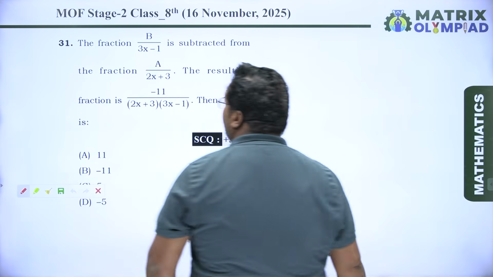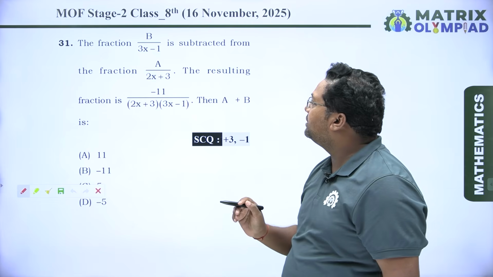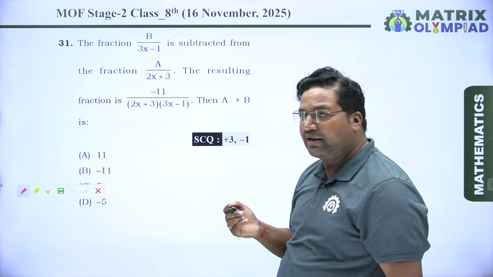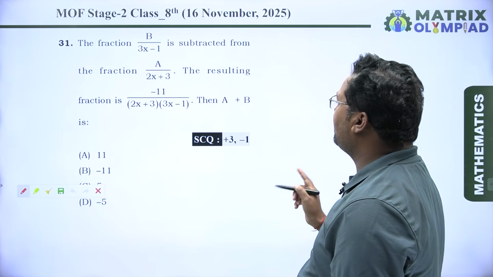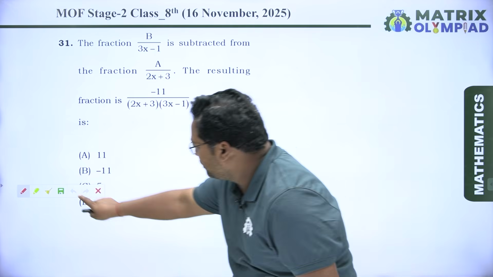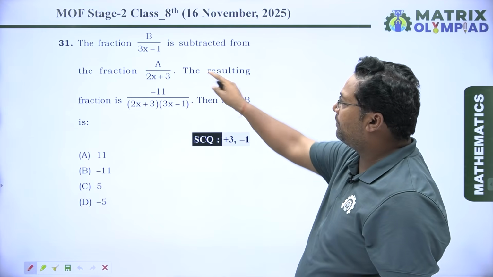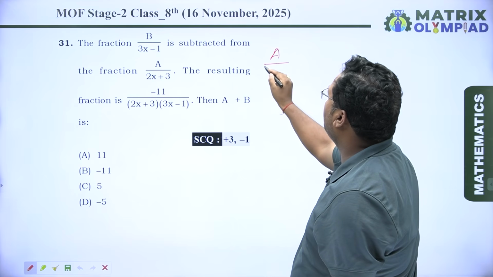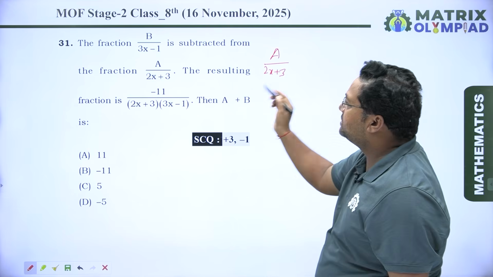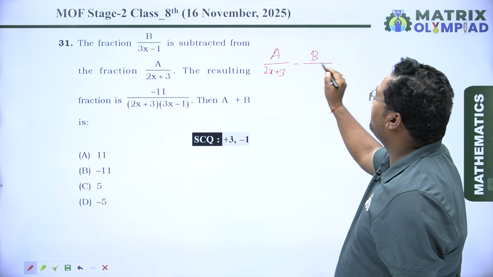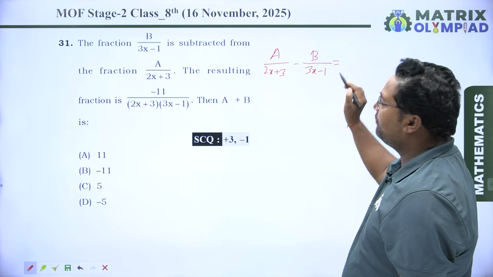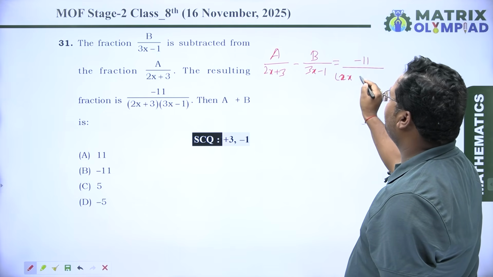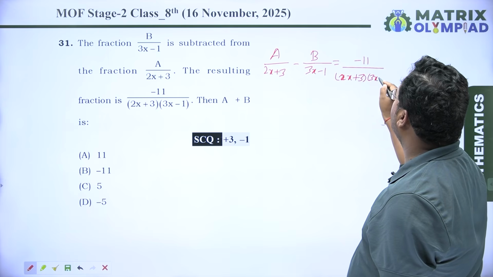So first question is, the fraction b upon 3x minus 1 is subtracted from the fraction a upon 2x plus 3. The resulting fraction is minus 11 upon 2x plus 3 into 3x minus 1. Then find the value of a plus b. So first of all, we have to subtract this number from this number. So first number is a upon 2x plus 3. This number is subtracted from b upon 3x minus 1, and we will get minus 11 upon 2x plus 3 into 3x minus 1.